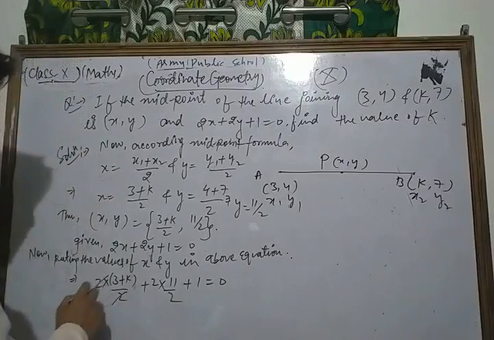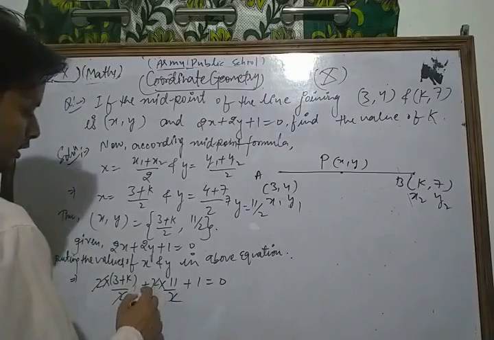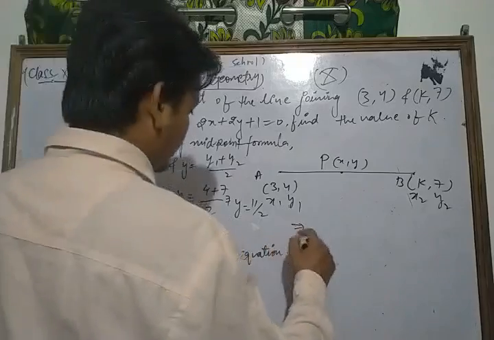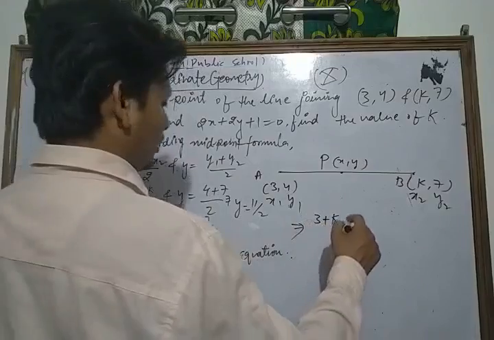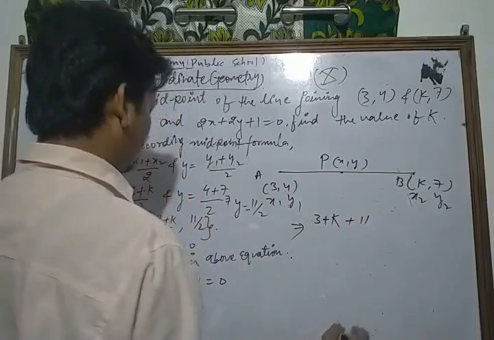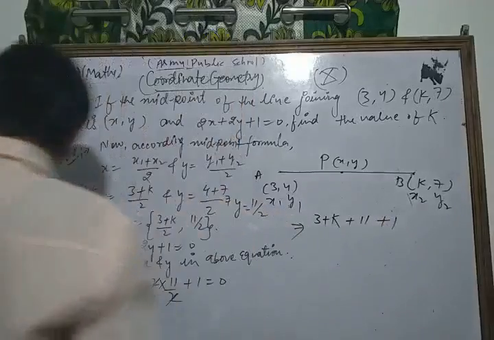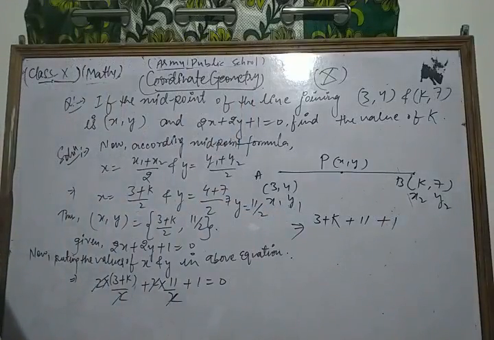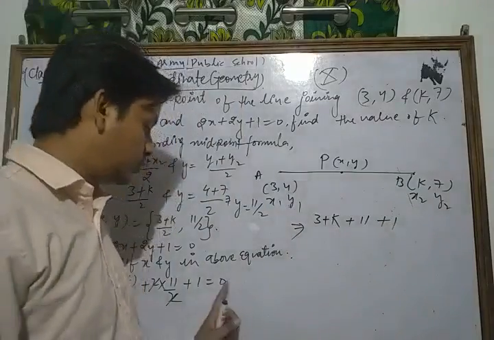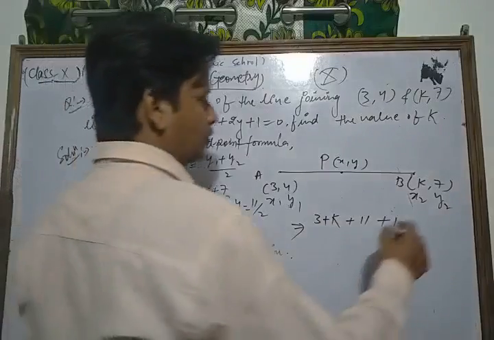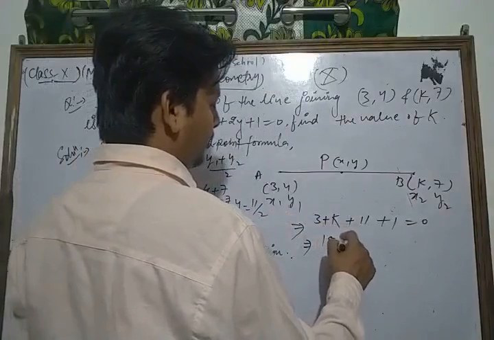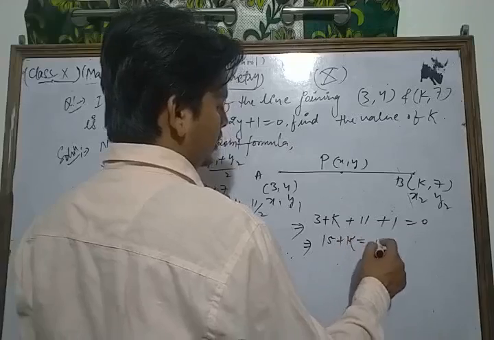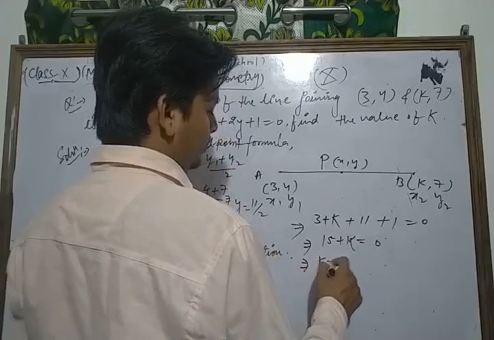Now we simplify them, dear students. Let's see, the 2s cancel each other. These two also cancel each other, so we get 3 + k + 11 + 1 is equal to 0, as it is. So this is 0. Now we simplify them, so we get 11 + 1 + 3 = 15, so 15 + k is equal to 0. Thus k is equal to minus 15.